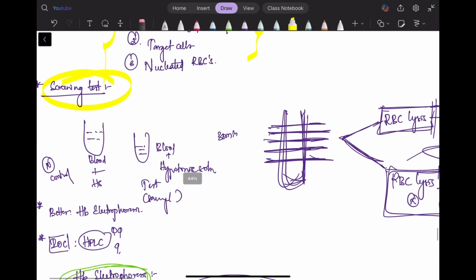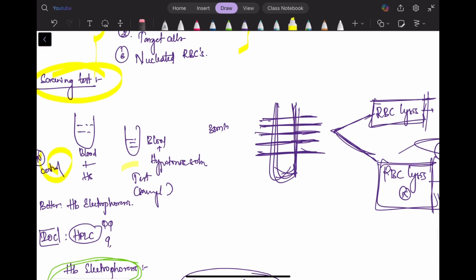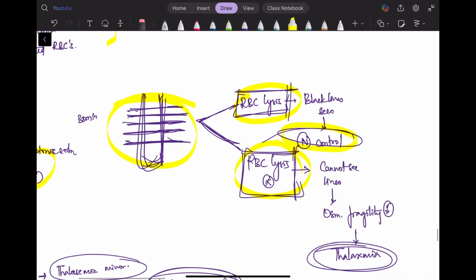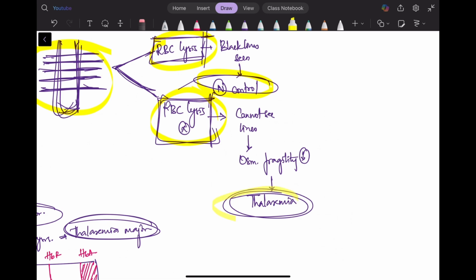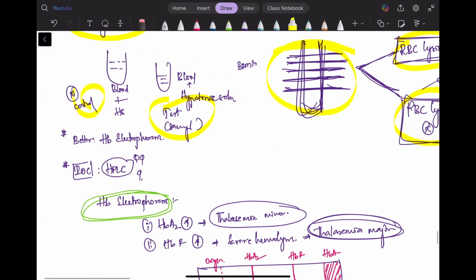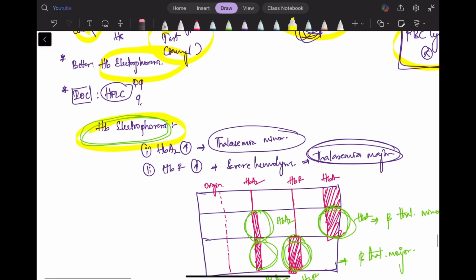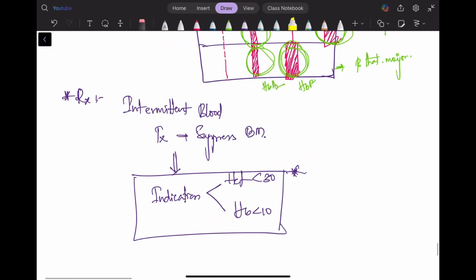Then we have the screening test, where we tested a control and a test sample. This black line: if hemolysis happens, it's a normal control. If it does not happen, it is thalassemia. Then we have the better test, electrophoresis. Then we discussed electrophoresis basics. If you want, we will make a separate video on electrophoresis if you request it in my comment section, right? Then we have, as usual, the investigation of choice, HPLC.